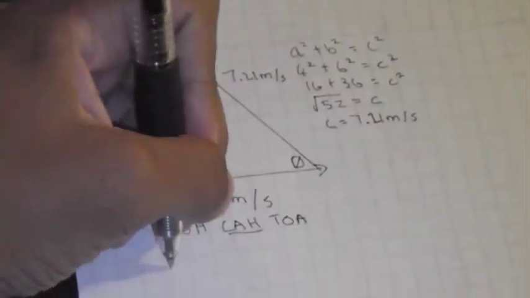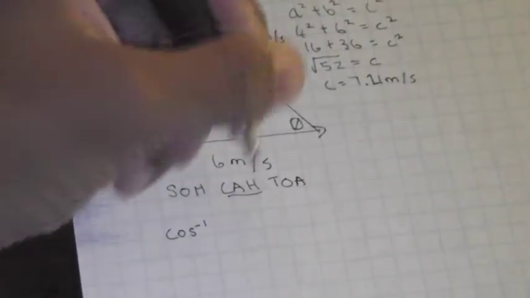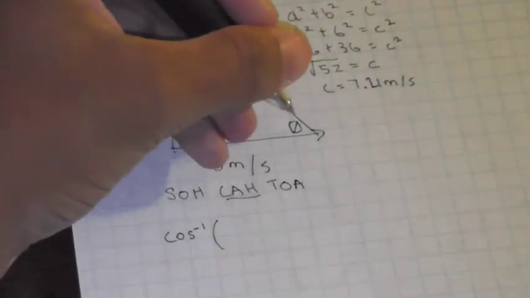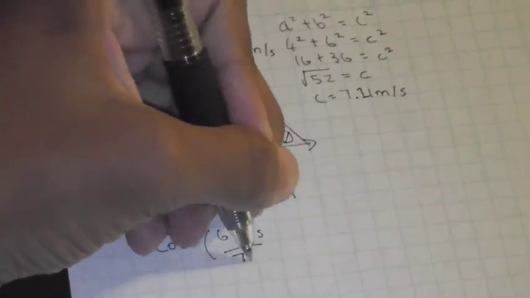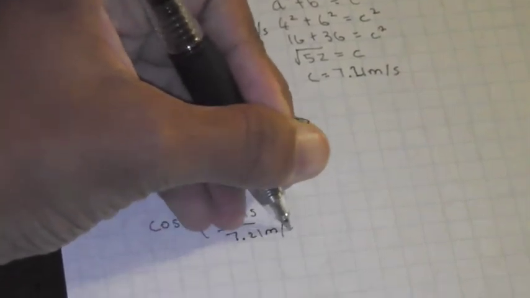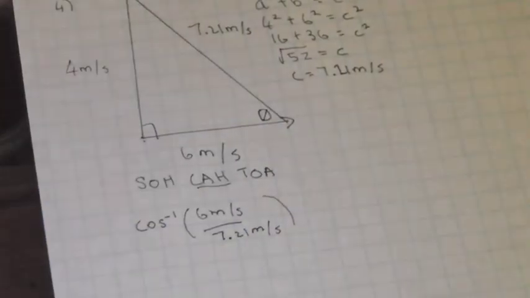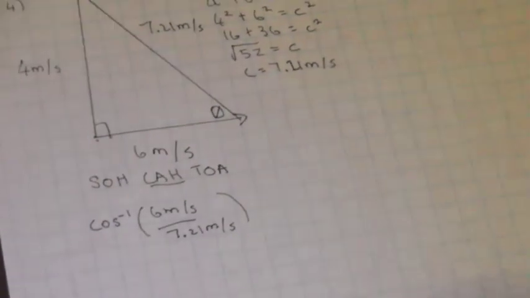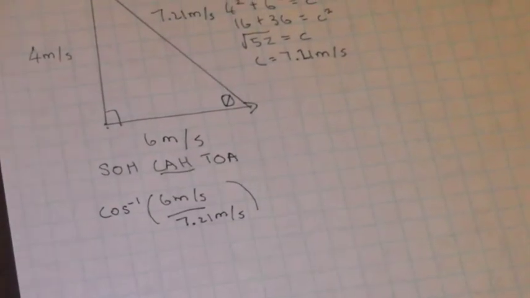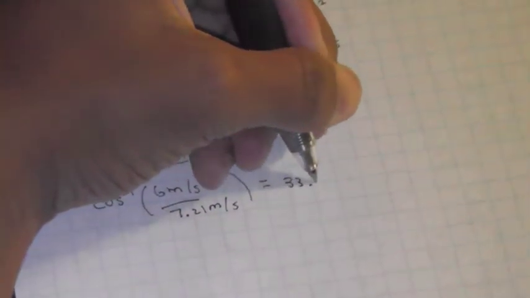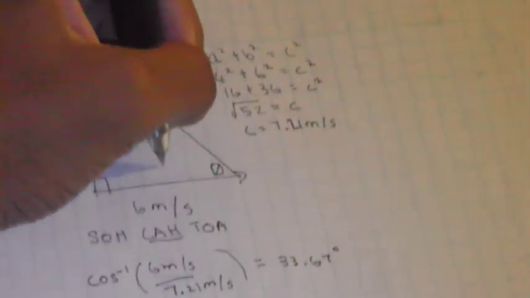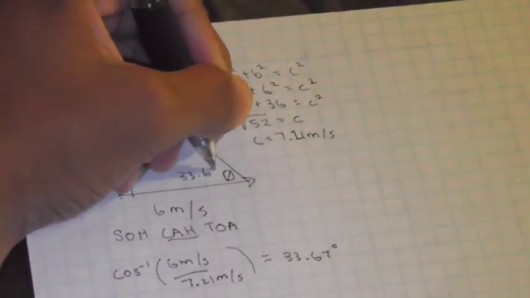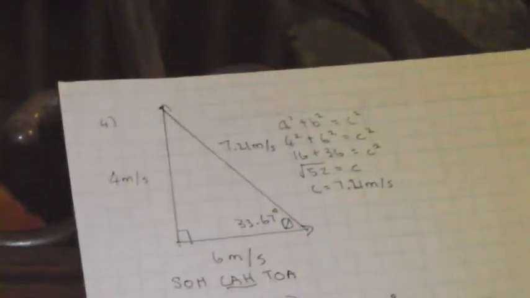So what I would do is take the inverse of cosine because I'm trying to find theta, and take 6 meters per second divided by 7.21 meters per second. Cosine is always adjacent over hypotenuse. When we put that in our calculator, we get 33.67 degrees. So this angle right here is 33.67 degrees. This is problem 4.